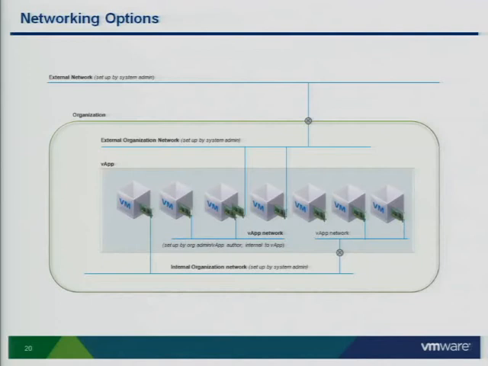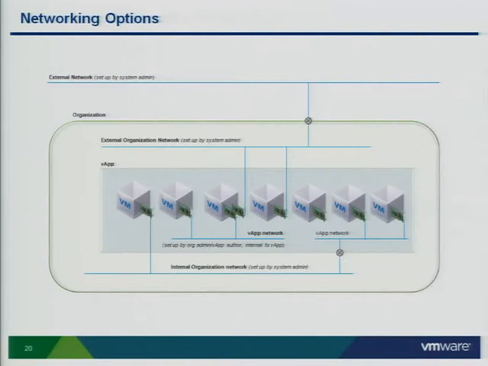Then underneath that, you have the organization networks. The organization networks are really a boundary within the organization where multiple VApps can communicate with each other, within the same organization network. And finally, you have something called a VApp network. The VApp network is the one that allows multiple VMs within the VApp to communicate with each other. So I think the bottom layer is always the VApp network.